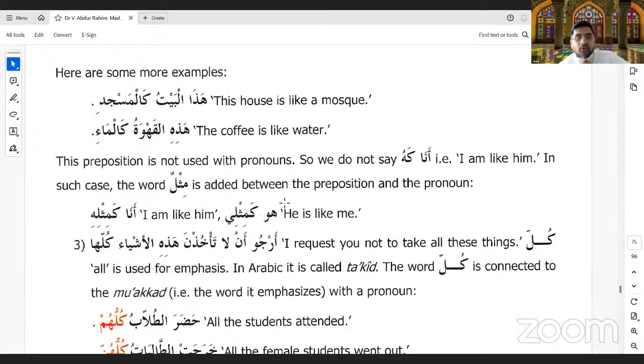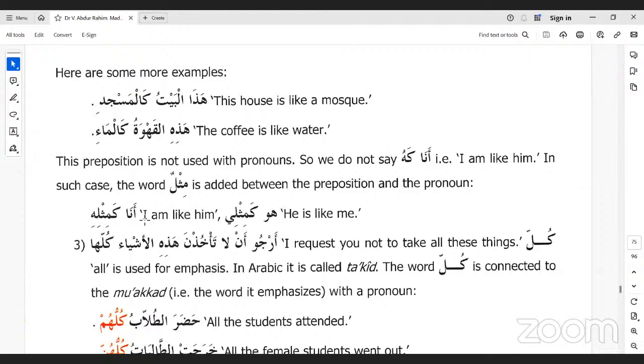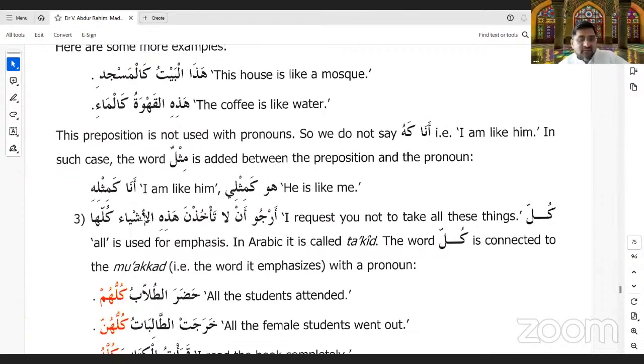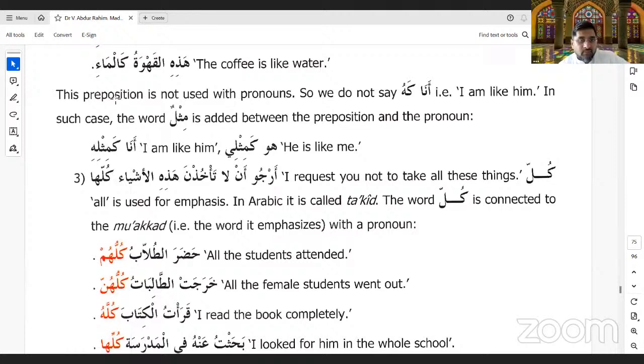Is this clear so far? So when you want to say like, ka is tashbih, but when you're adding a pronoun, you cannot say ana ka, but you add between the ka and the hu the noun mithl. Ana kamithli. Laysa kamithlihi shay. ليس كمثله شيء. Exactly.